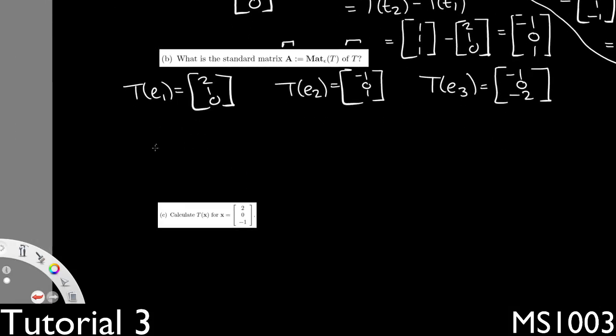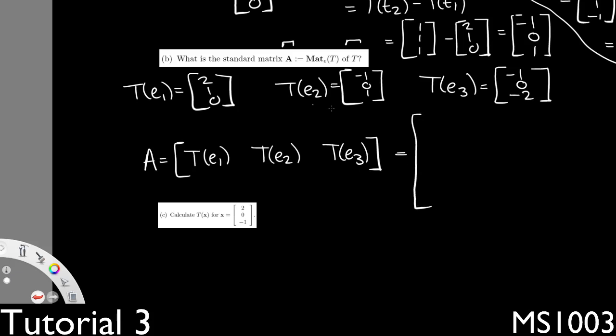And we should know then that the matrix A is going to be written as the matrix where the columns are given by what T does to each of the basis vectors. Okay, so you can write it like this, or you can just skip all that, and you'll know that A is going to be the first column given by T of e1, second column given by T of e2, and the last column by T of e3, like this. So this is our matrix A that represents T.